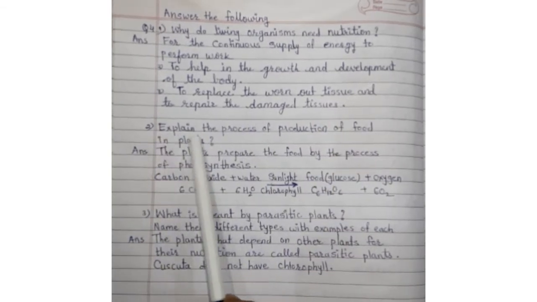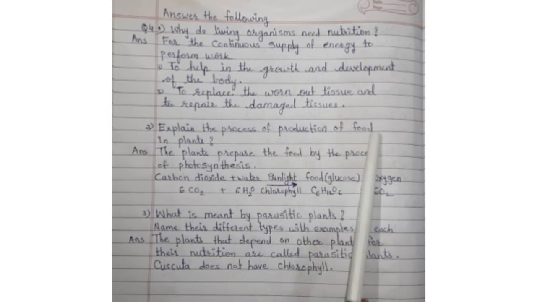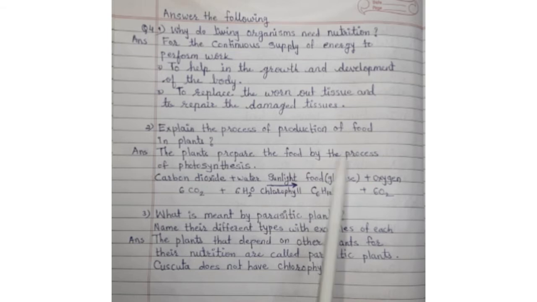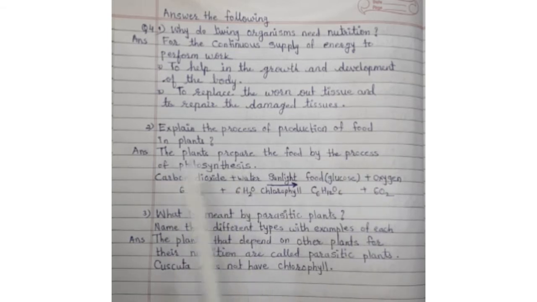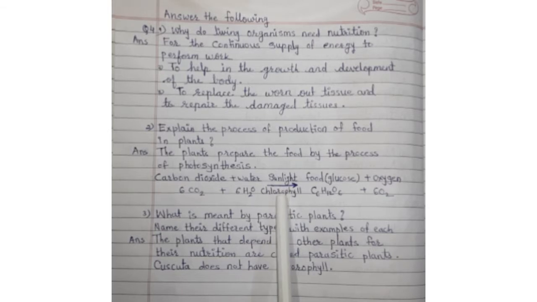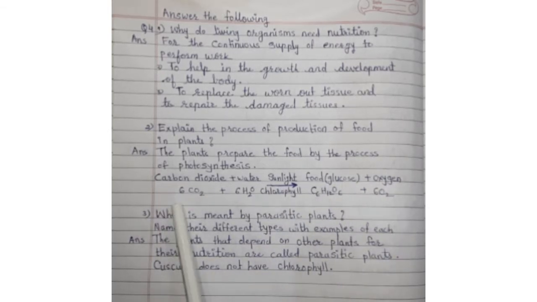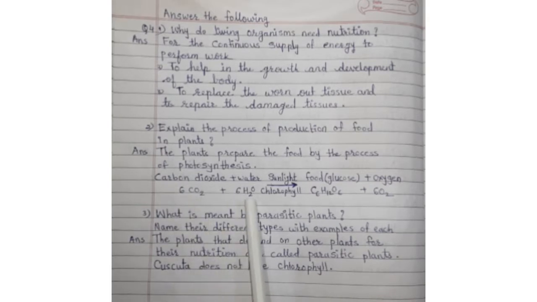Question number 2: Explain the process of production of food in plants. Answer: The plants prepare the food by the process of photosynthesis. Carbon dioxide plus water, in presence of sunlight and chlorophyll, gives food, that is glucose, plus oxygen. 6CO2 plus 6H2O, in presence of sunlight and chlorophyll, gives C6H12O6 plus 6O2.